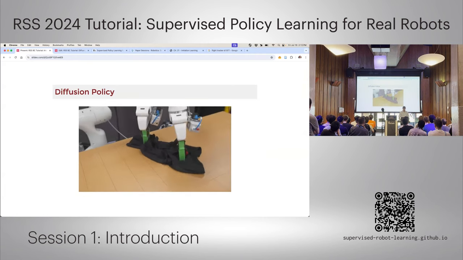All right. So in this session, we're going to be talking more about hands-on supervised policy learning. There are two parts of this. Part one is right now. Part two is after the break. But in both of the sessions, we're going to be talking a little bit more about the low-level details rather than the high-level introduction stuff that Russ talked about already.